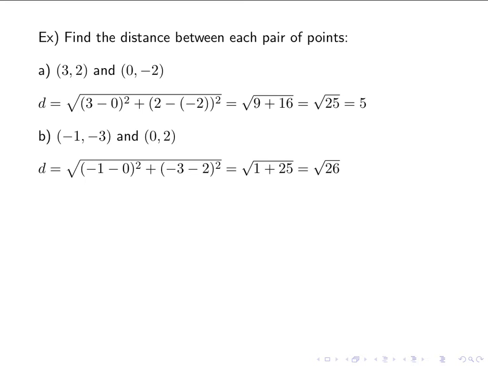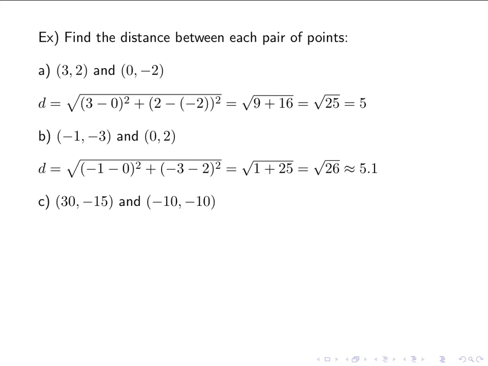So in this case here, I'm just going to round to the nearest tenth. So I plug it into my calculator, and I get about 5.1, which hopefully makes sense. We know the square root of 25 is 5, so it should be a little bit bigger than 5.